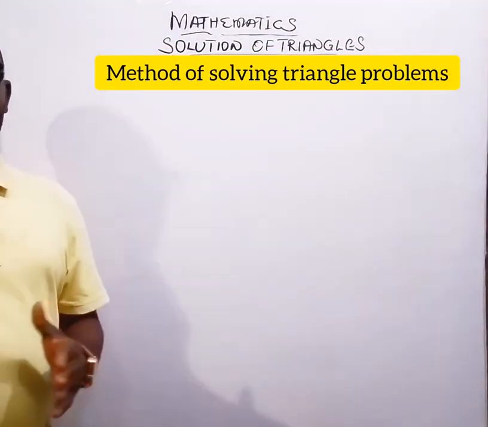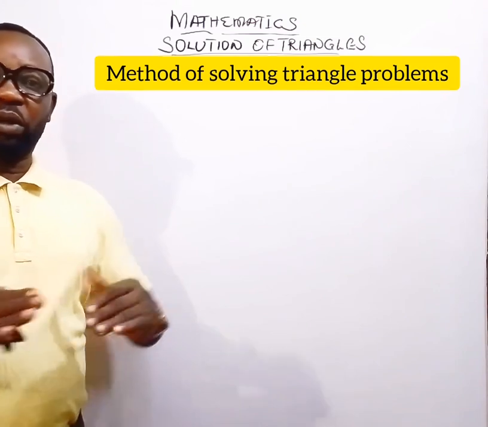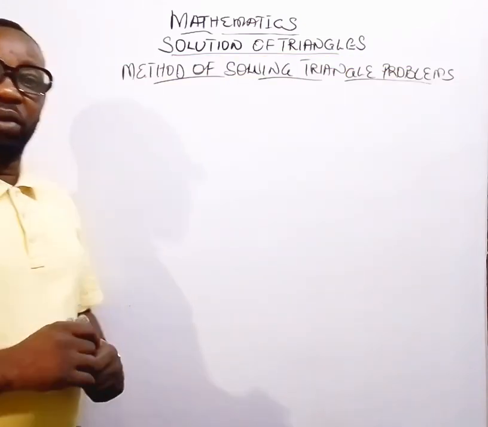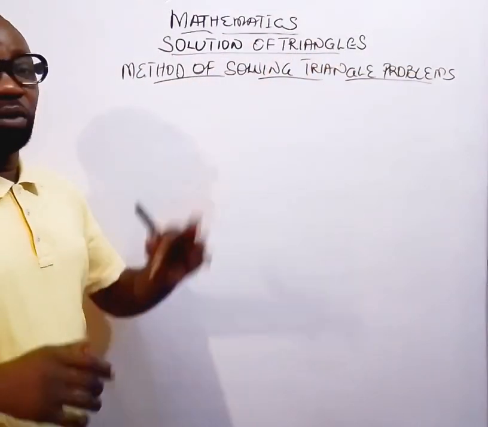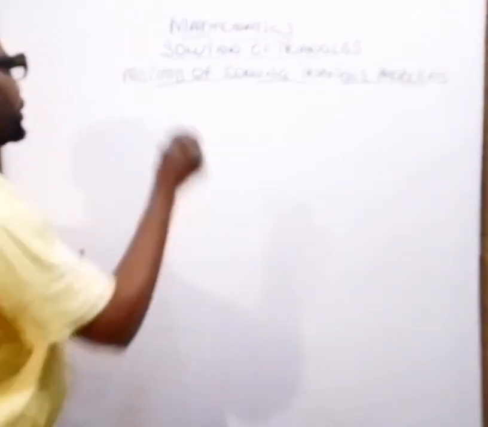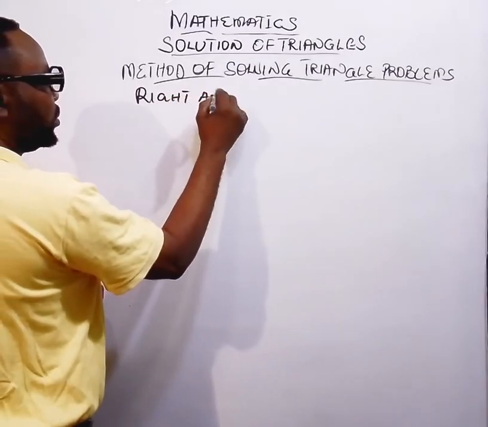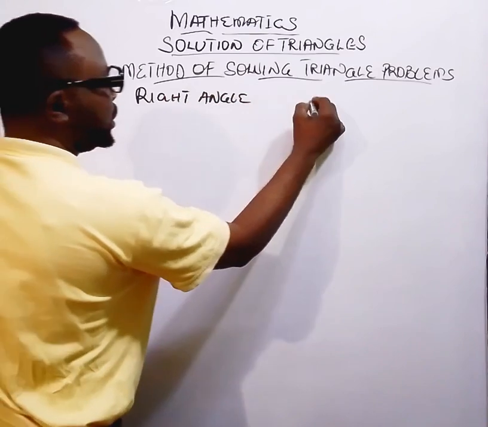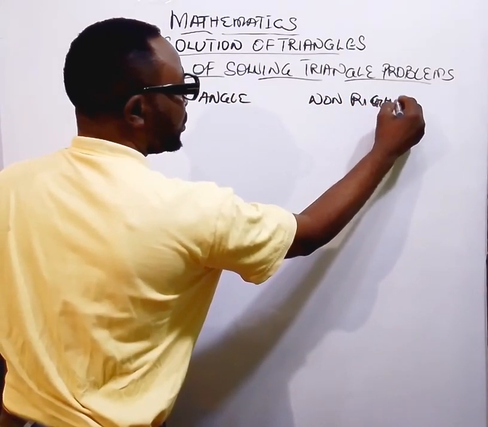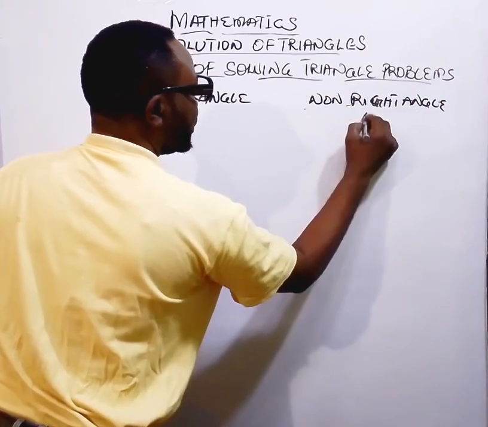In solving triangle problem, we have to consider the types of triangle that the problem can lead to. For the solution of triangles, the triangles that we are going to be considering will be right angle triangle and non-right angle triangle.